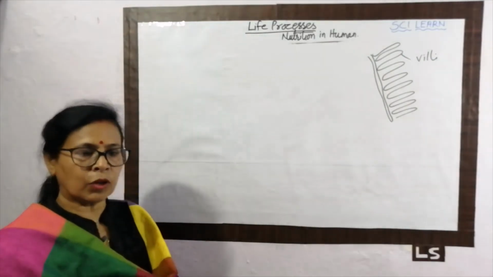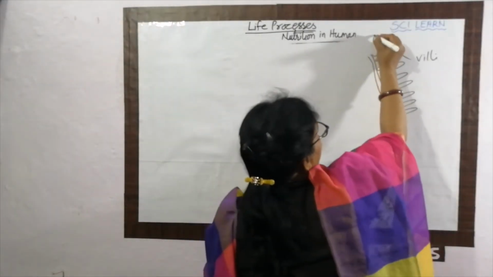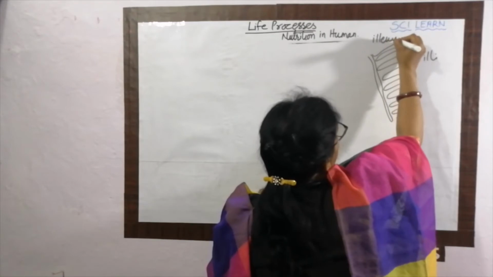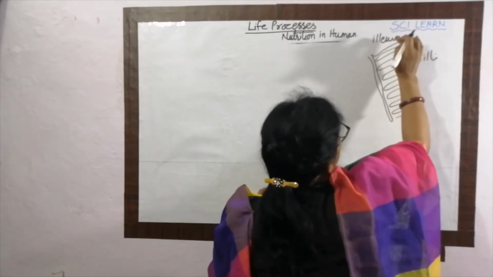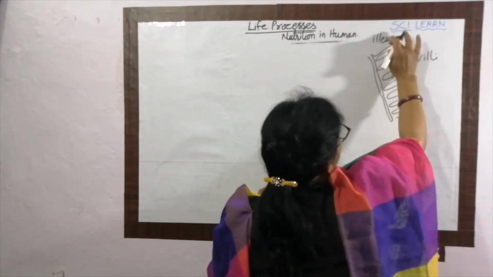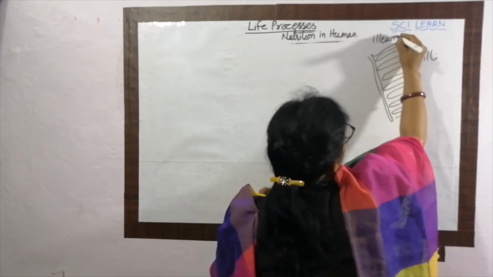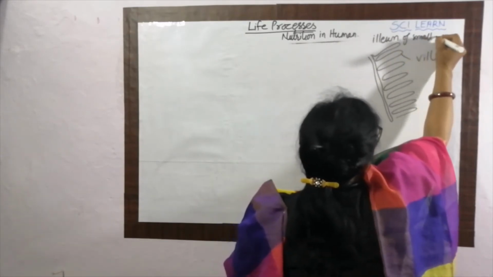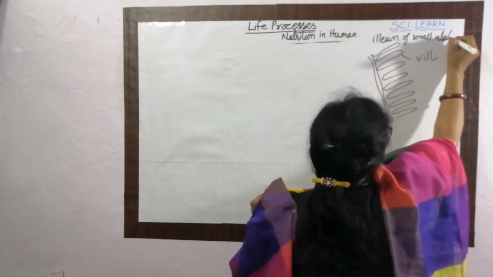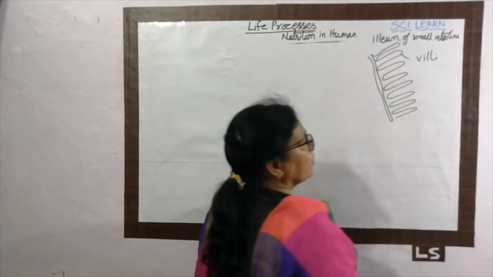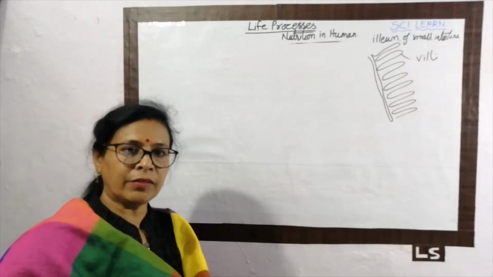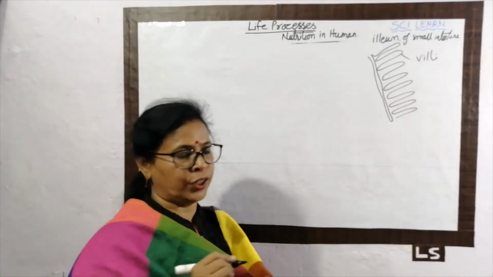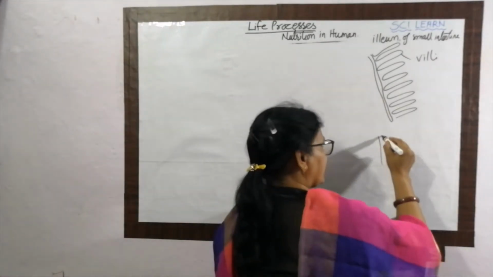Okay, the ileum of a small intestine contains villi. What is the villi? Villi has a finger-like projection. Let us suppose the wall is like this only.